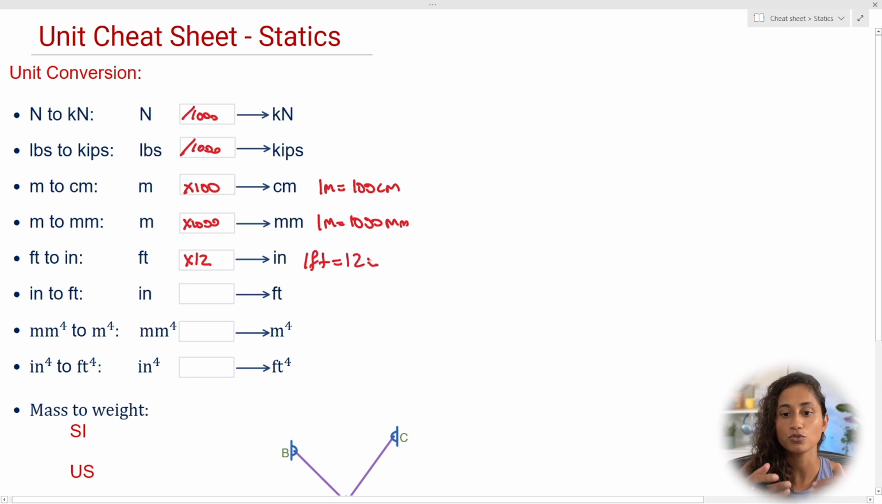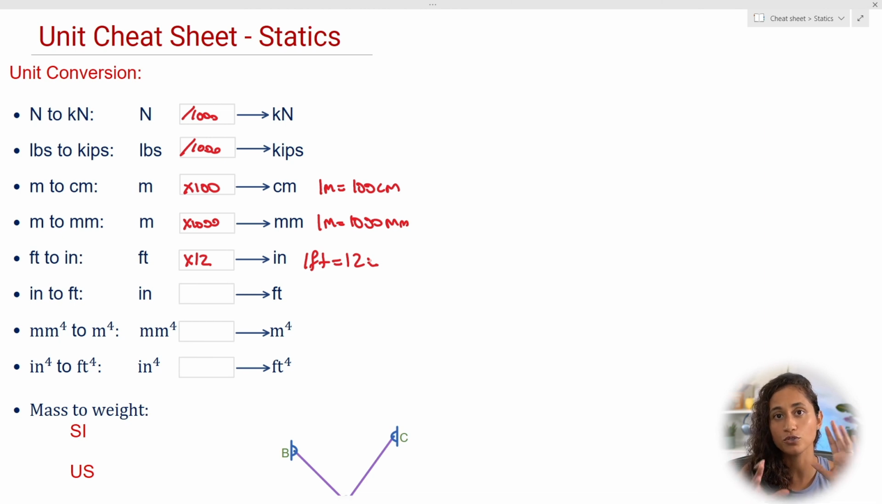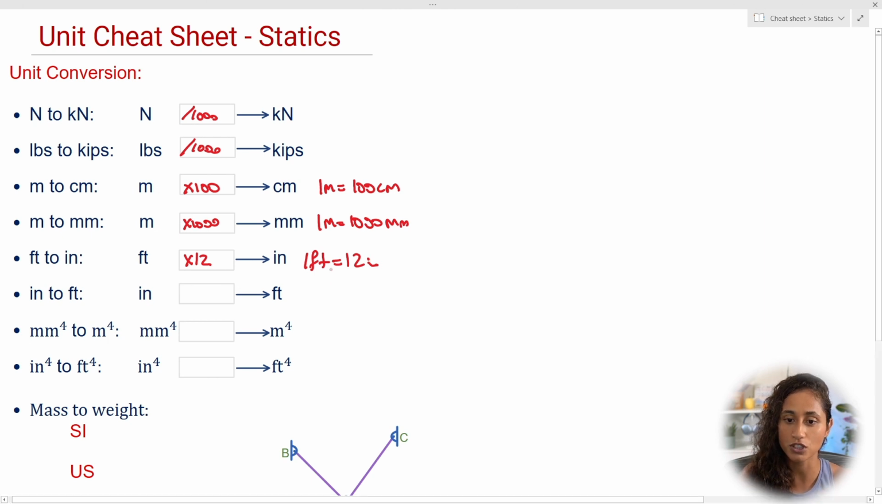Now, if you are used to US units, you probably already know this conversion. But if you are used to metric systems or SI units like I used to, you probably don't know this. And I recommend that you remember this because it's very common in engineering where we have to convert from feet to inches and vice versa. And I don't think this conversion is in the reference manual. I couldn't find it. If you guys found it, please share that with us in the comments below.